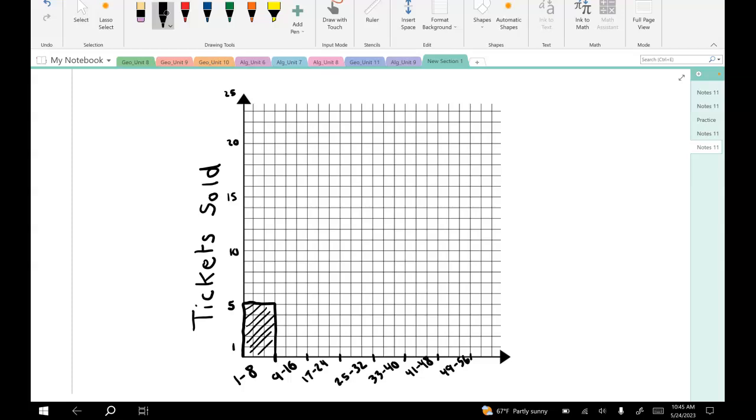And then 9 through 16, the frequency of selling 9 through 16 tickets happens 9 times. So then we draw our bar up to 9, which is right below 10.